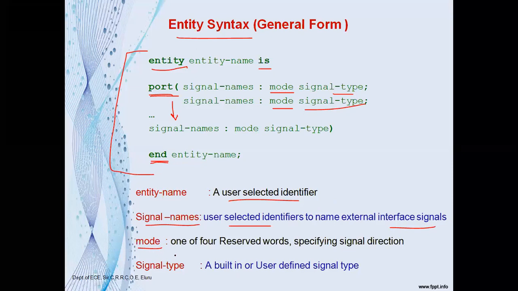The mode is one of the 4 reserved words. What are the reserved words? We will see now. It is one of the 4 reserved words specifying the signal direction. Suppose the signal is an input signal. That means an input signal only accepts data. It cannot write data to the external world. So the mode is one of the 4 reserved words.